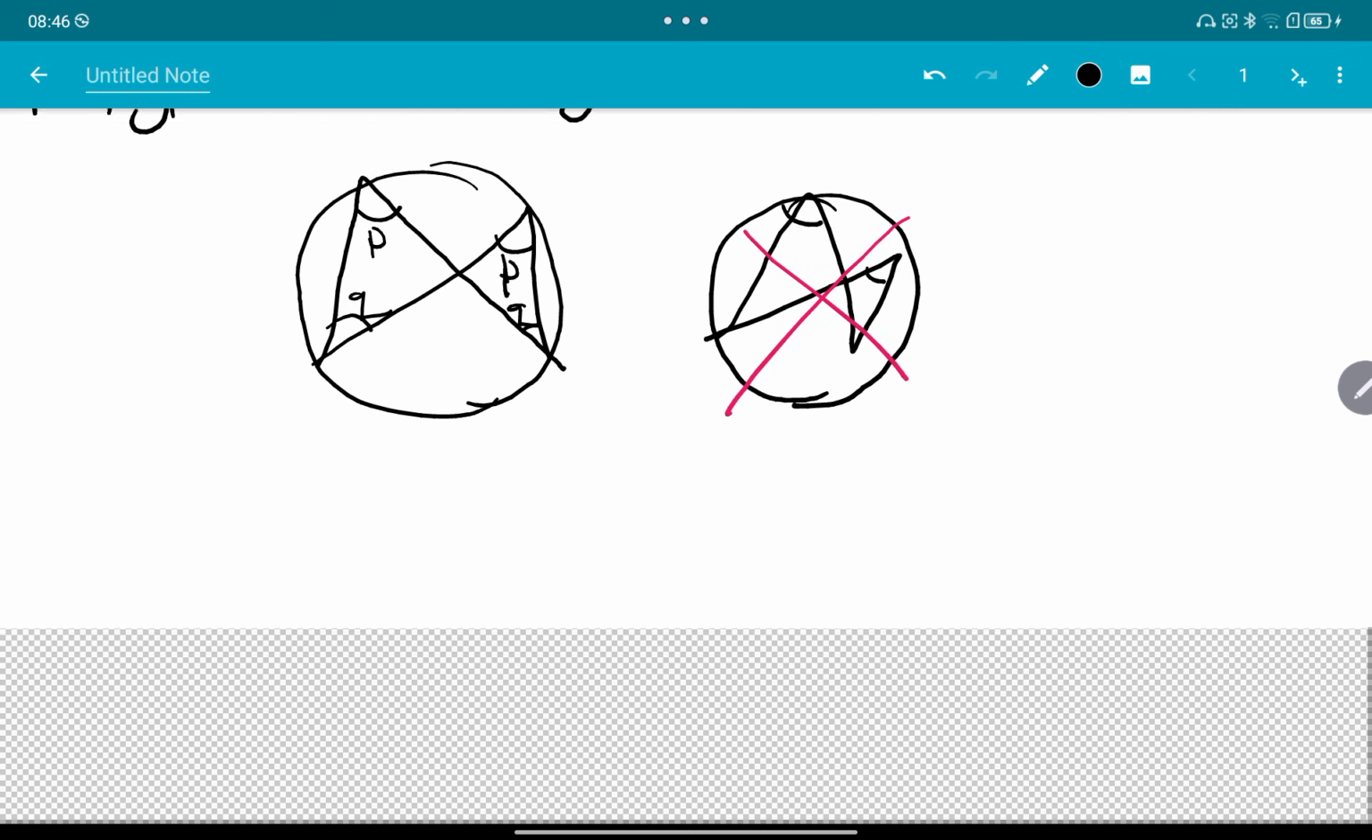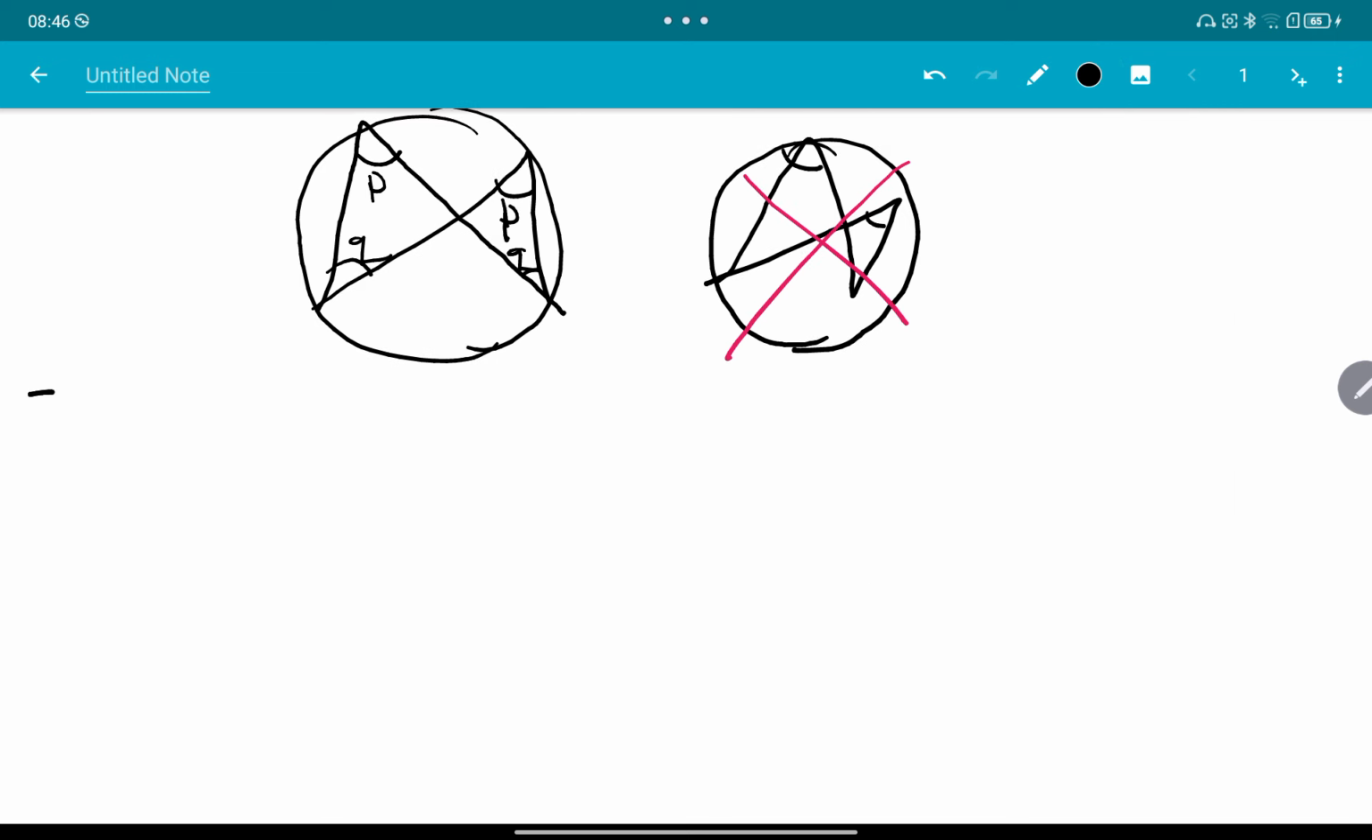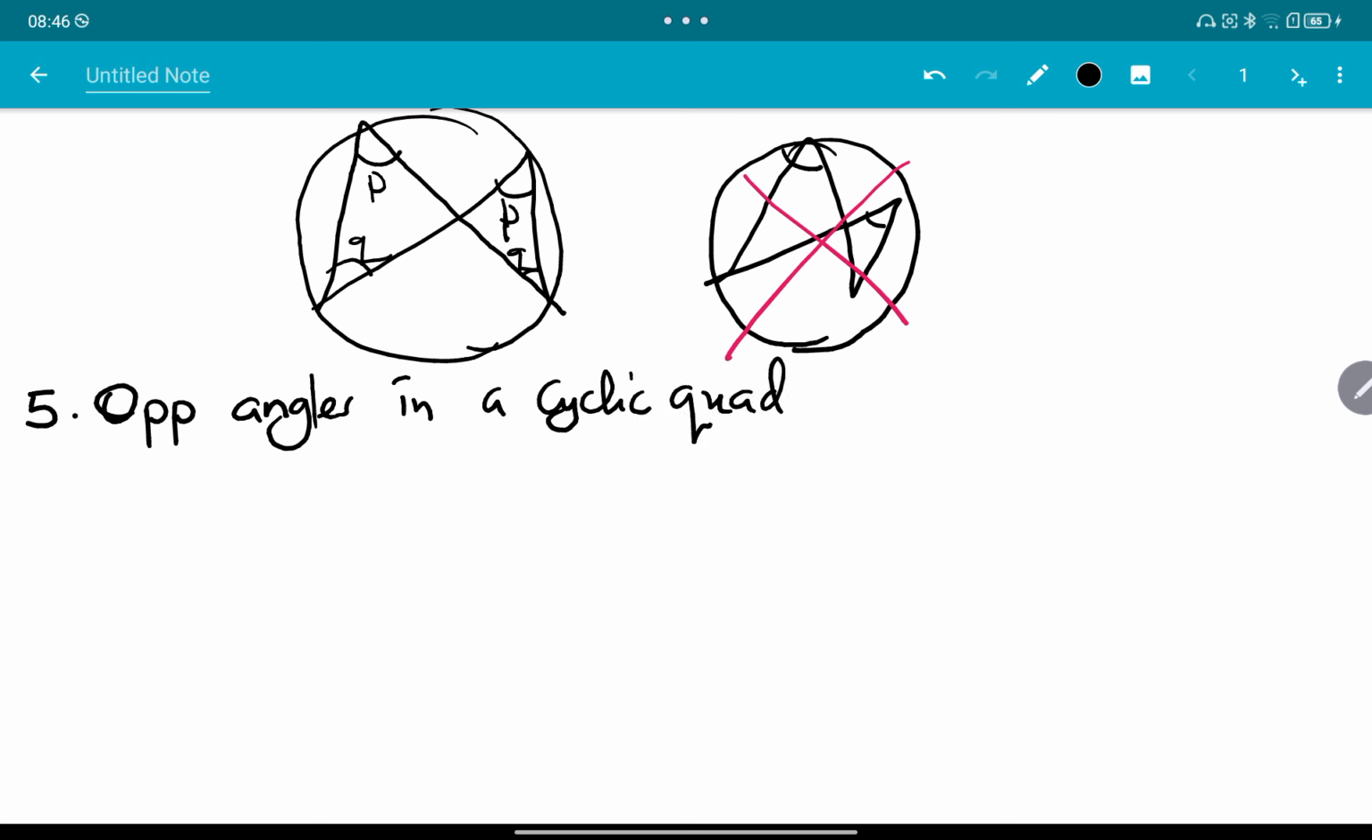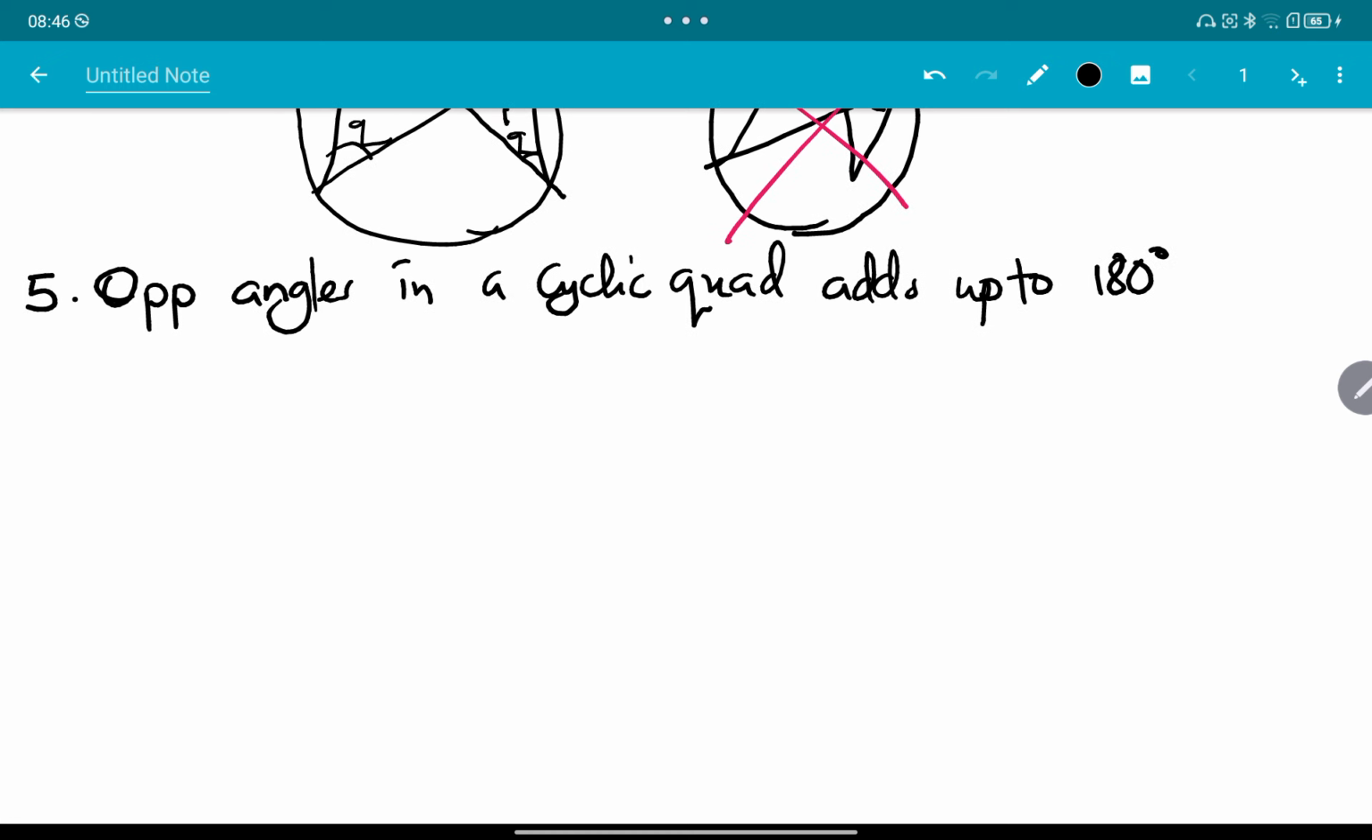Then the fifth point you need to know is when you're dealing with cyclic quadrilaterals, and I believe you know what cyclic quadrilaterals are. Opposite angles in a cyclic quadrilateral add up to 180 degrees.